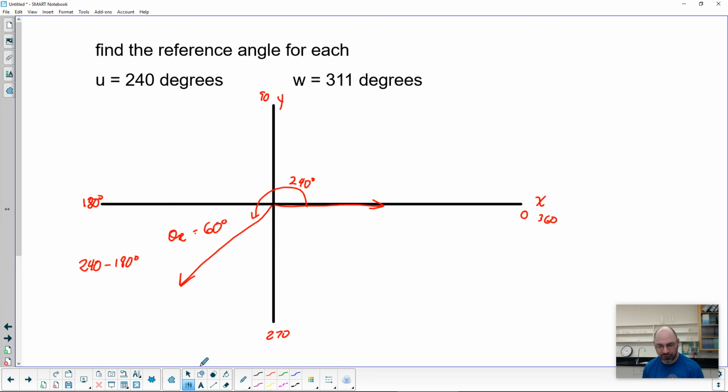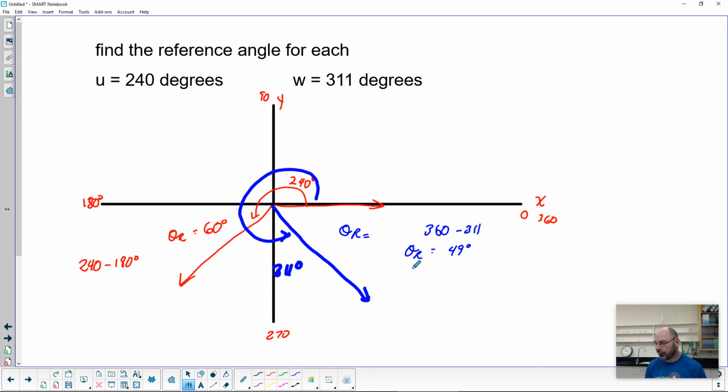Okay, we'll do one more here. 311, somewhere in here, 311°. Let's make it skinnier, it's harder to read. So this theta R equals 360 subtract 311. That equals 49 degrees for our reference angle.